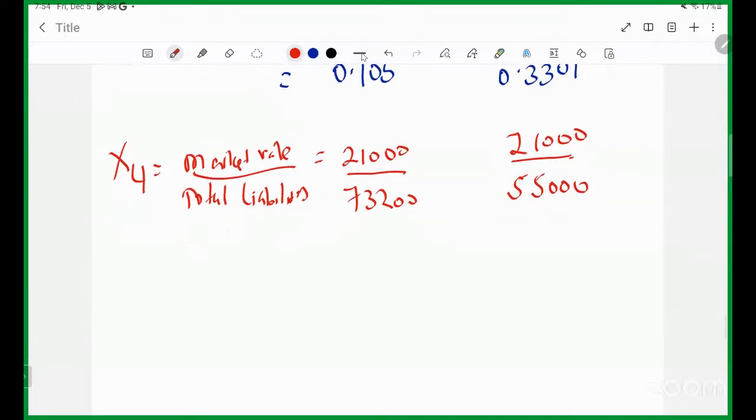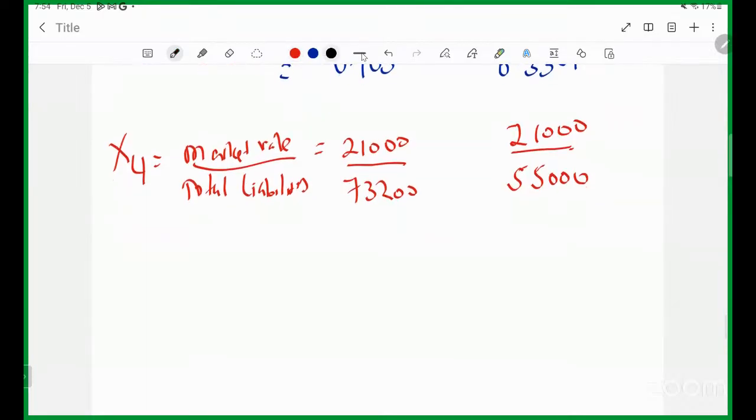So get the figures down here. The one for 2023 is 0.2869, which is 0.287. Then for 2022, it is 0.3818. You've seen where we get it from?